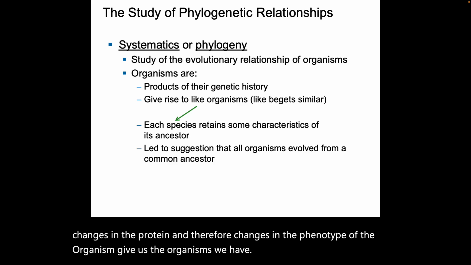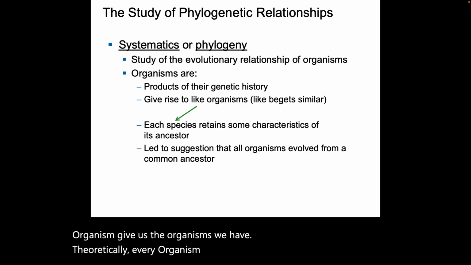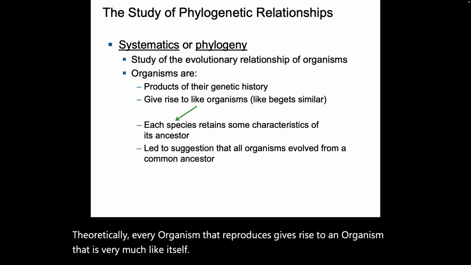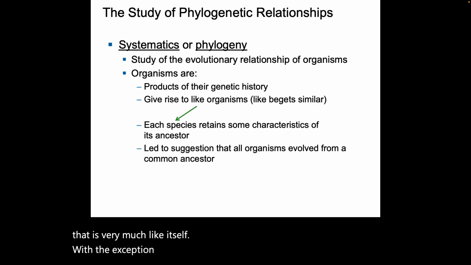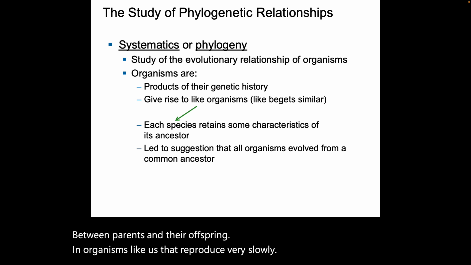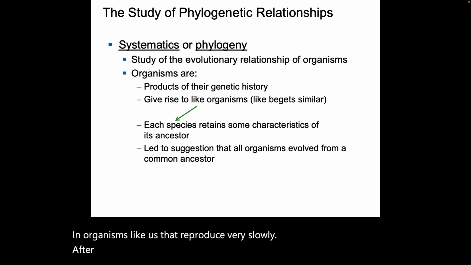Theoretically, every organism that reproduces gives rise to an organism that is very much like itself. With the exception of cloning, there are going to be genetic differences between parents and their offspring. In organisms like us that reproduce very slowly, after tens or hundreds of thousands of years, you may start to see new traits that could lead to new species.